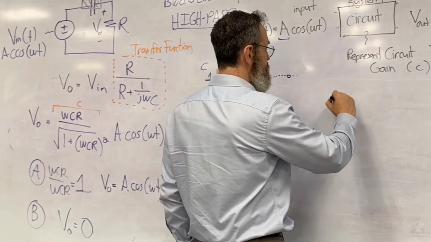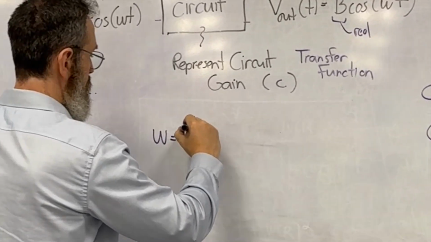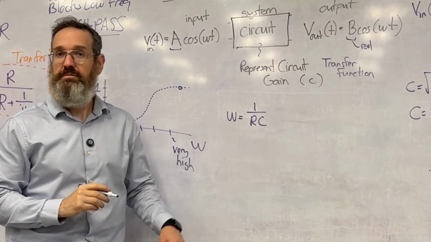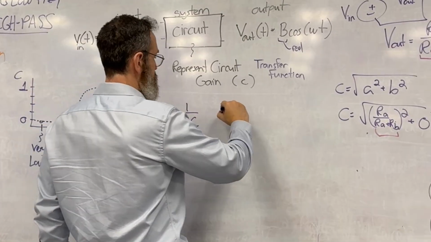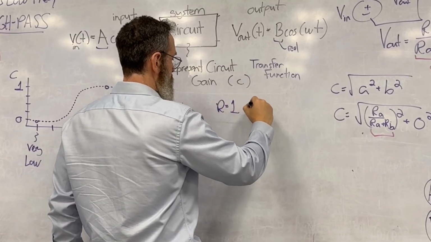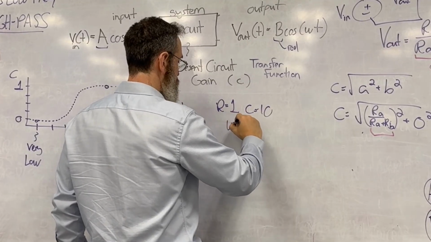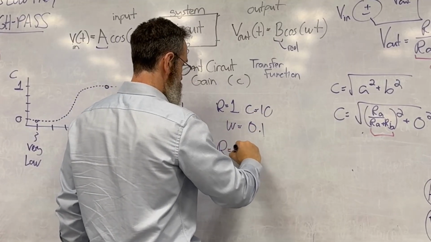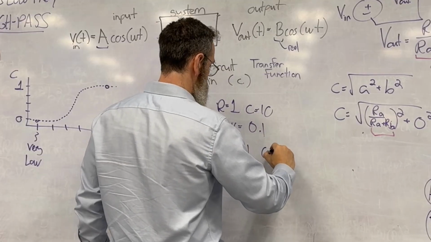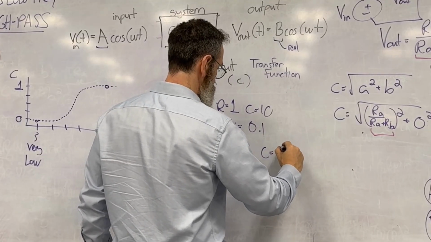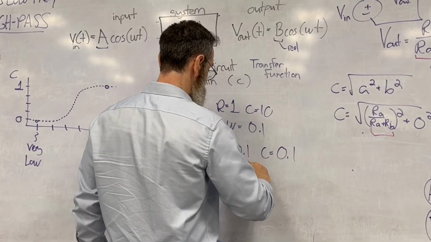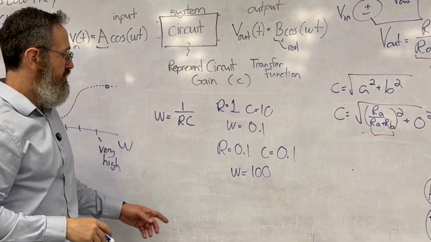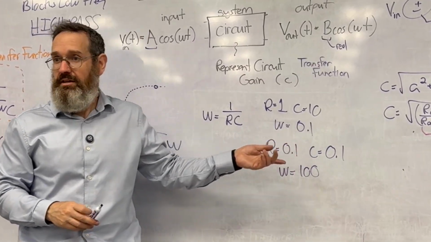I'm going to say, what if the frequency was at 1 over RC? What do you mean by 1 over RC? For example, if the resistance was 1 and the capacitance was 10, then the frequency happened to be 0.1. Or if the resistance was 0.1 and the capacitance was also 0.1, then the radial frequency happens to be 100. Do you follow that? Okay. You say, well, why did it work out that way? Because I said it did.